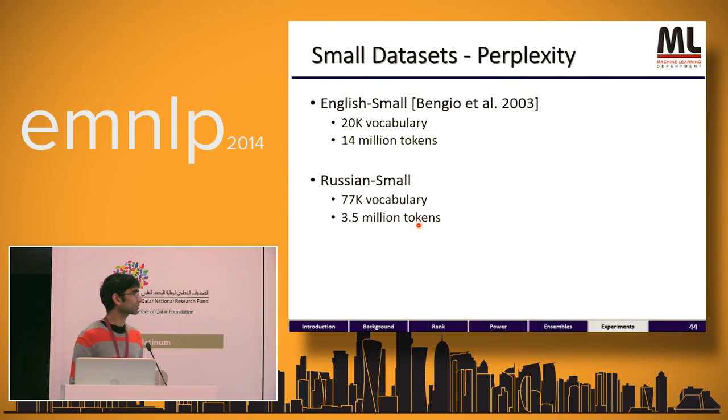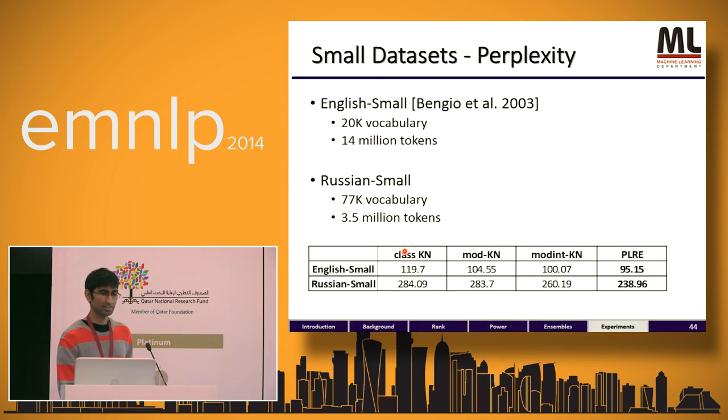So, small data sets on perplexity. These are just a few million words. As you can see, Russian has the higher vocabulary. So this is the class-based model. This is modified back-off Kneser-Ney, and you can see that this is the best baseline. It has the lowest perplexity. And our approach gets about 5% better on English and about 7 to 8% better on Russian.